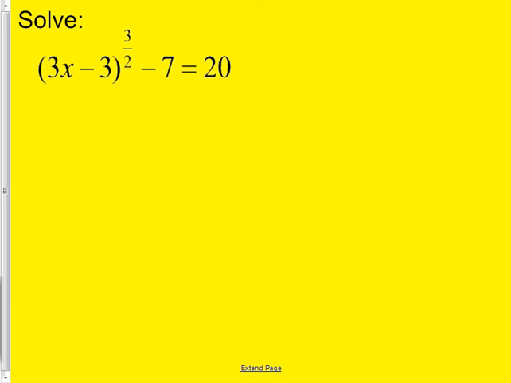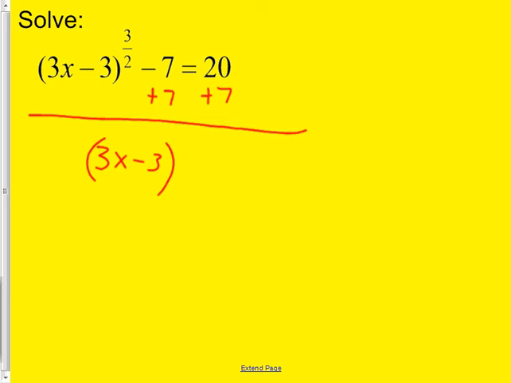And don't feel bad if you were arguing the wrong side of it. Just learn from it, and it's no big deal. I make mistakes all the time. So I'm going to add 7 on both sides to get the clump alone. And then this big clump here needs to get fixed in a minute. 3x minus 3 to the 3/2 equals 27. Okay. Now on this one, please get into the problem at this step if you weren't before.